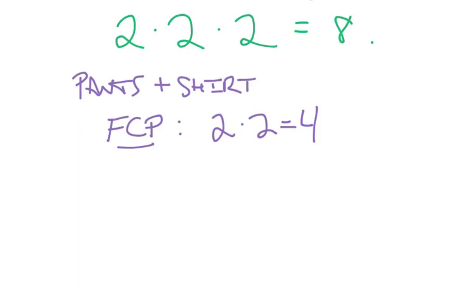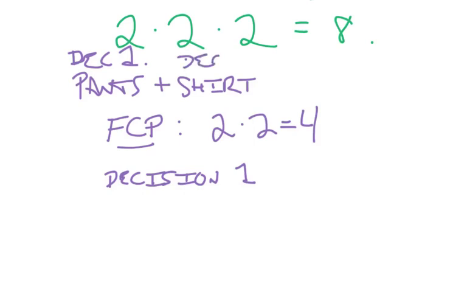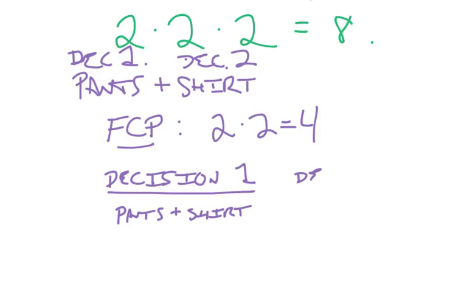Now, what I'm going to do is I'm just going to be a little bit annoying. I'm going to say that before, decision 1 was pants and decision 2 was shirt. Now I'm going to say decision 1 is the choosing of the pants and the shirt together. And decision 2 will be choosing the only thing left, which is shoes.